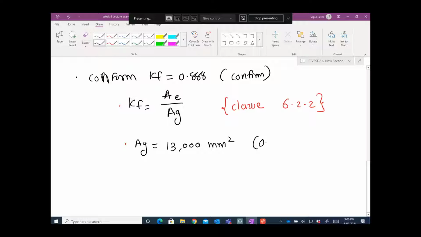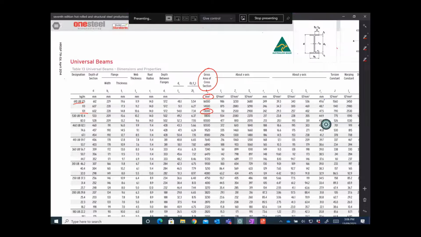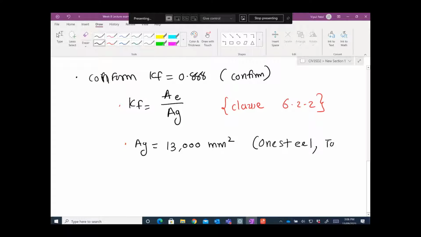That is coming from one steel, and let me put the reference as well. The reference is table number 13. So that is coming from table number 13 of one steel table. Now that is good. Now we need to find the effective area. That is represented as effective area.